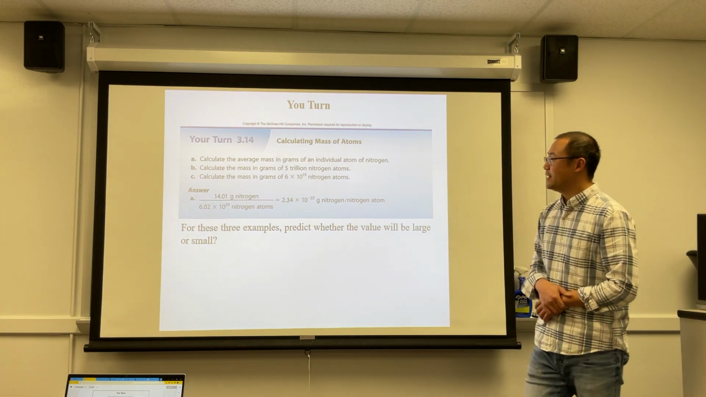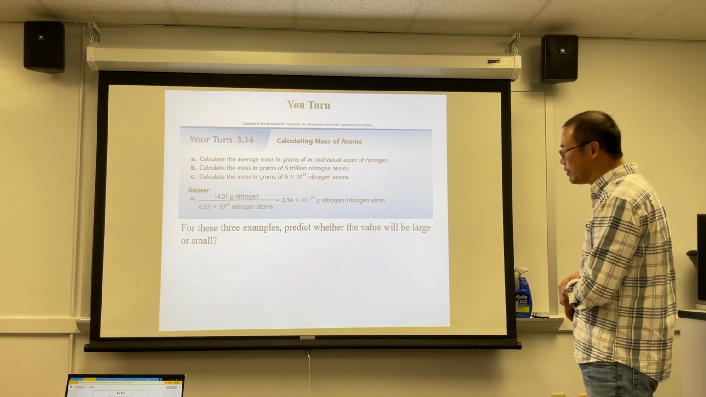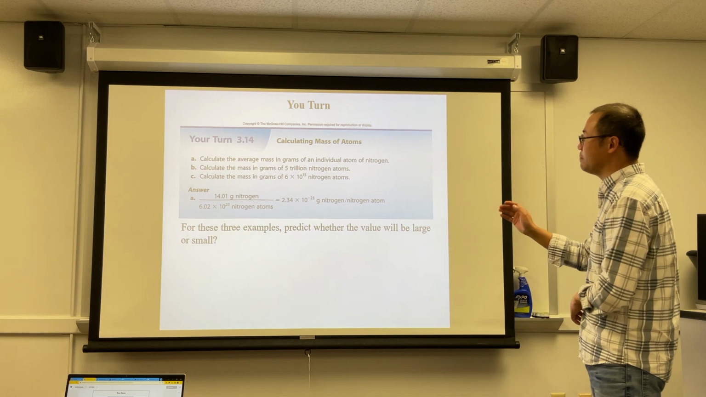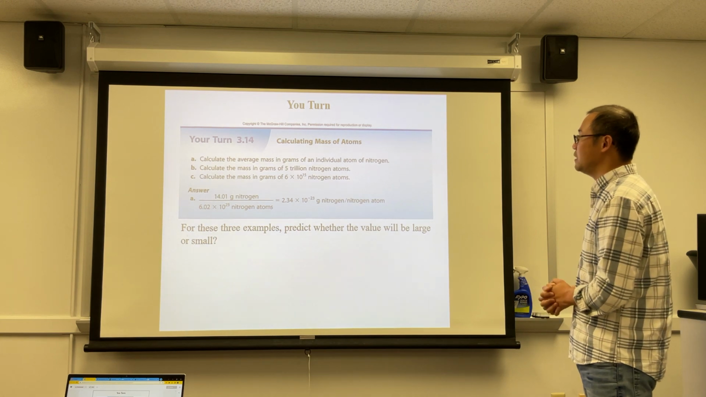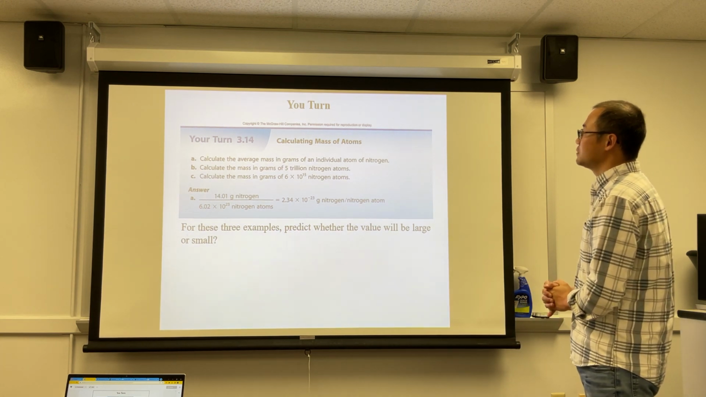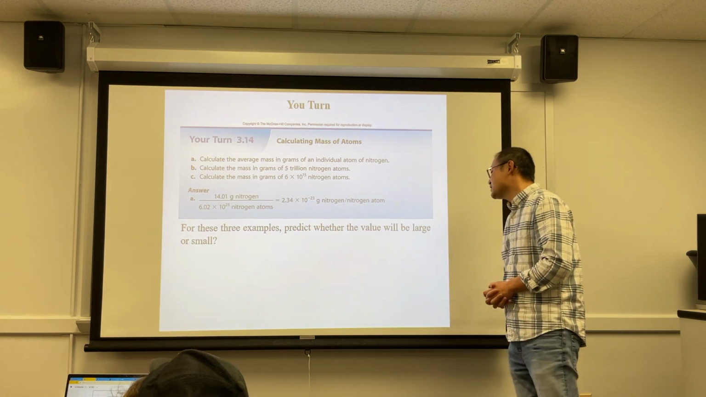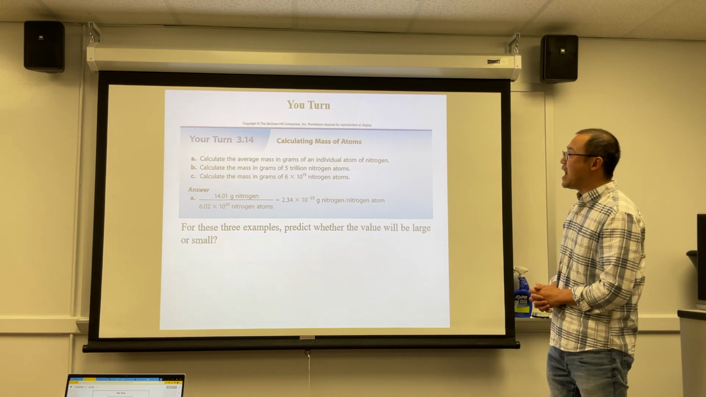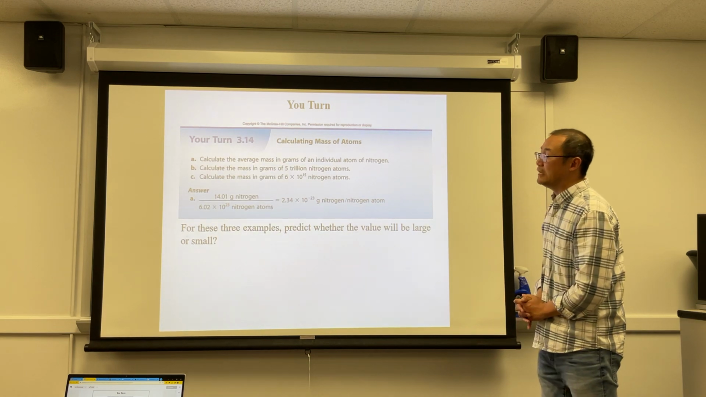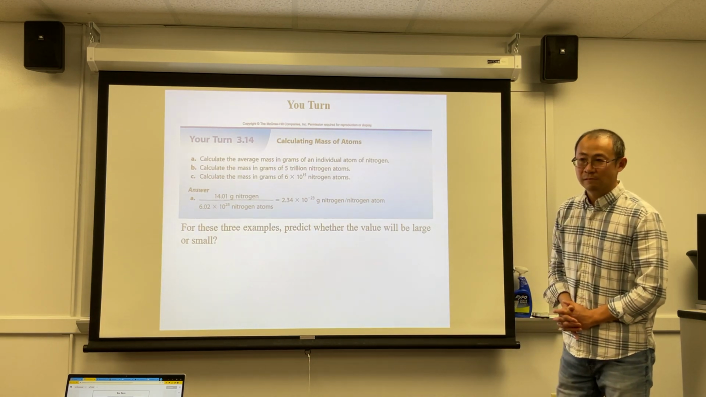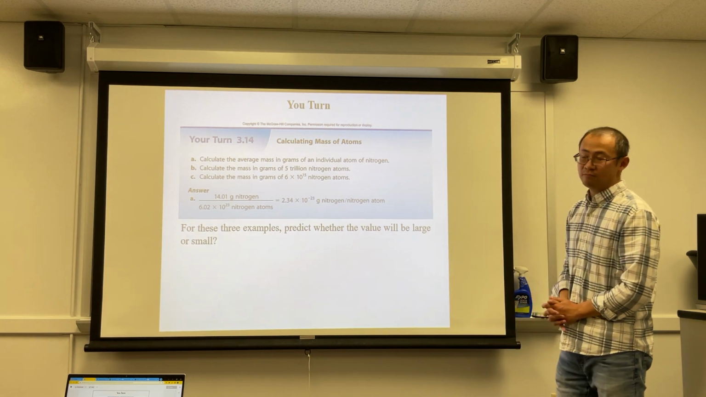Next, I will do it with you and explain to you again. We can use the same method we talked about earlier, not the answer key method, but I'll do it together with you. First question. Basically, the first question is the most important one. It asks you to calculate the average mass of a nitrogen atom, but in grams.